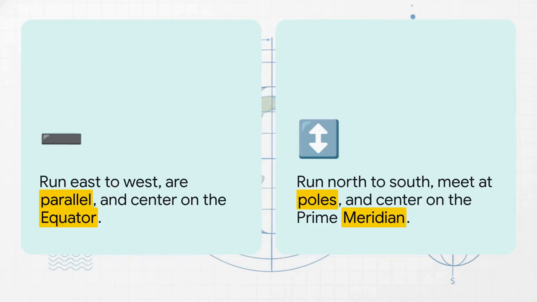So if you're going to lock in one crucial point of comparison between these two sets of lines, let it be this. Latitudes run east to west, they are completely parallel, they vary in length, and they center on the equator to measure north-south positions. Longitudes, on the flip side, run north to south. They all meet at the poles, they are completely equal in length, and they center around the prime meridian to measure east-west positions. Got it?